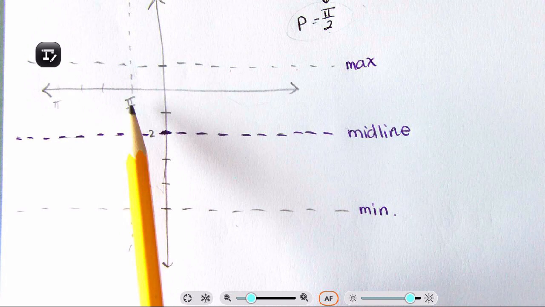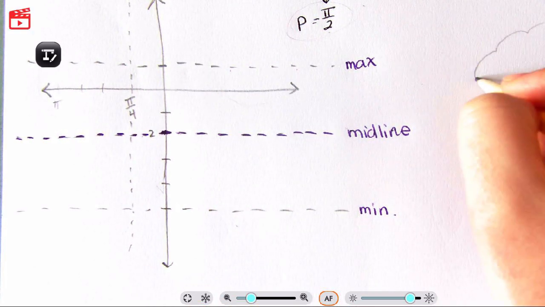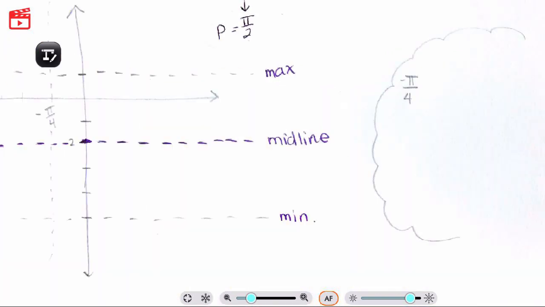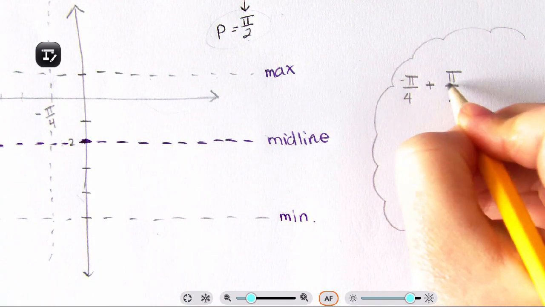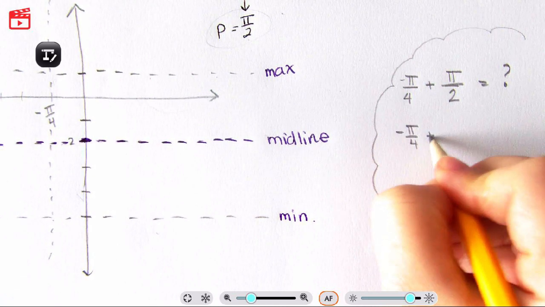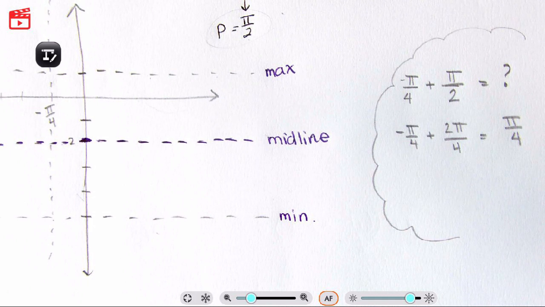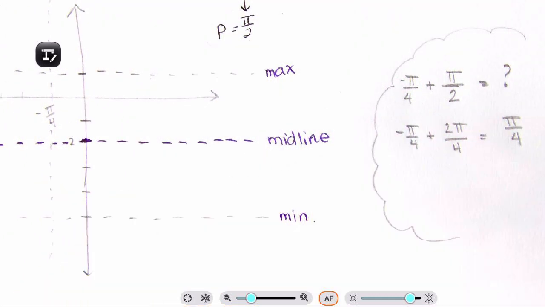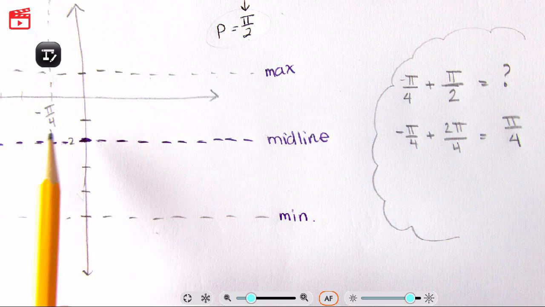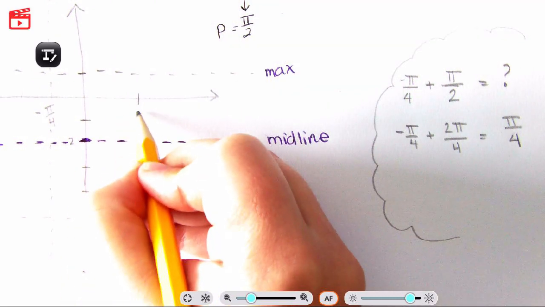So I know that if I go a full period, where will I be? Well, let's double check. We are at negative pi fourths. We want to go a distance of pi halves. Where will I end up? Well, let's go ahead and convert. I have negative pi fourths plus 2 pi fourths, and that gives me pi fourths. So again, if I'm at negative pi fourths and I want to travel half of a pi, I'm going to end up at pi fourths.